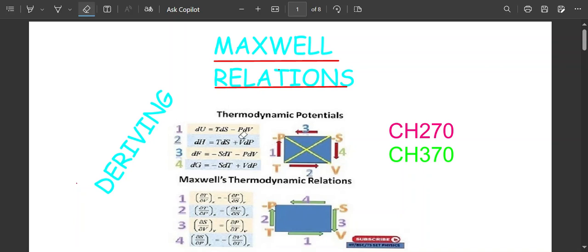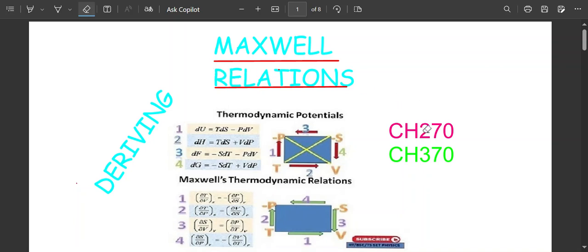I'll also give you a trick on how to name these, I mean, how to come up with these Maxwell equations, because it's not easy to master all of them. There are four in total. Without wasting our time, shall we start?